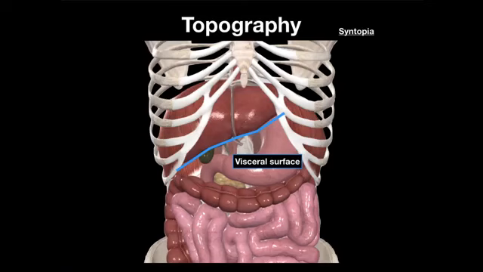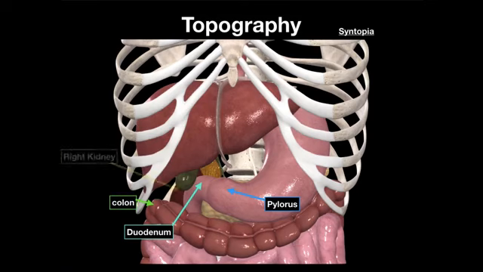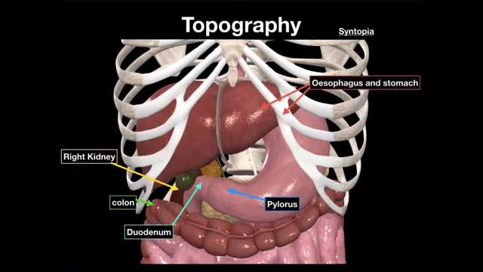So if we zoom in, you will find the pylorus of the stomach being very close to the visceral surface of the liver. But you also find the upper part of the duodenum. You will find the colon. You will find the right kidney. And you'll also find the esophagus and the upper part of the stomach lying on the superior end of the liver. So if you ask me, it's very strategically well placed in the body.